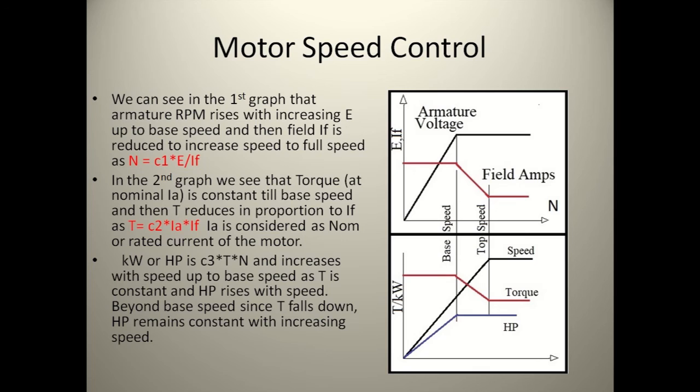Kilowatt or HP increases with speed up to base speed as torque is constant, and HP rises with speed. But beyond base speed, since torque falls down, HP remains constant with increasing speed.